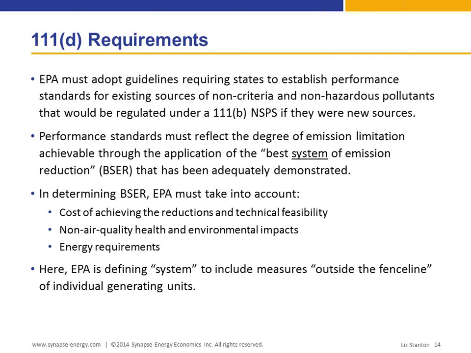The way that EPA does this is by setting something called the best system of emission reduction, which ends up being called the BSER. And they take a few different things into account in determining what the BSER is for this industry and this pollutant. And here, the system in best system is defined broadly to include not just the generating units themselves, but things that are outside of the fence line and so do affect how much electricity is generated at those units. So it's a broad definition of what the system is, and the BSER sets the standard.